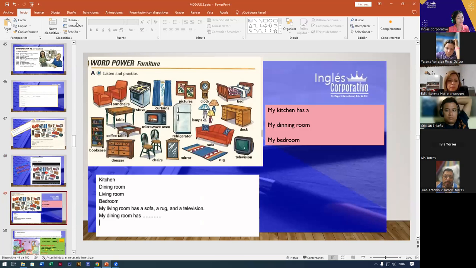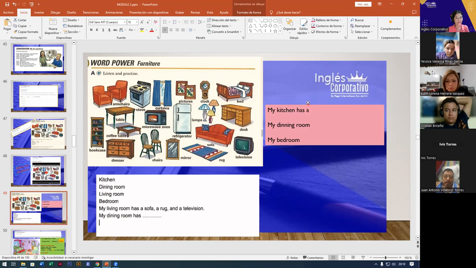All right, as you saw on the video, we described these elements, all of these ones that you have as possessions in the different areas of your house. For example, it mentioned the kitchen, the dining room, living room, bedroom, and we got some examples. My living room has a sofa, a rug, and a television. My dining room has, and now we are going to complete.